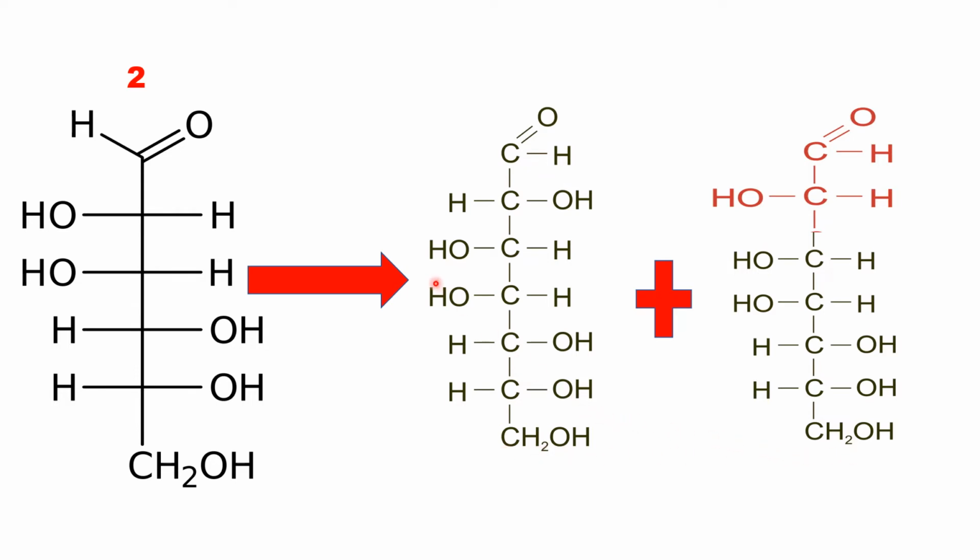Only for these two is there a difference in configuration at this carbon atom, that is the second carbon atom. Hence these two are epimers. See here, this is CH2OH, here also CH2OH. The configuration of this carbon atom is the same. This is the same. This carbon atom is the same. Only the configuration is different for the second carbon atom of these aldoheptoses.